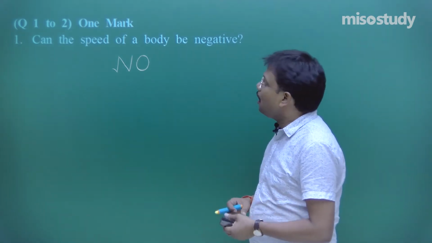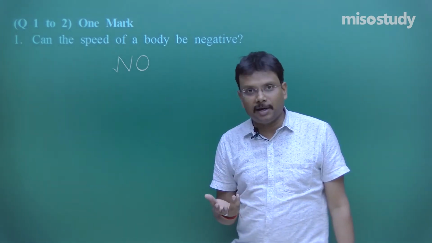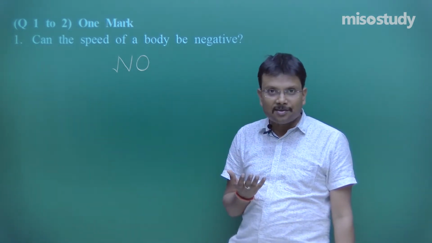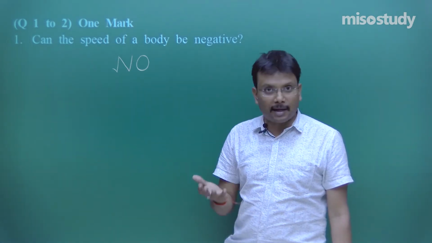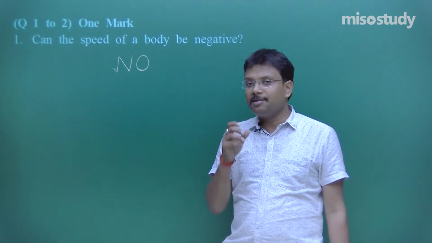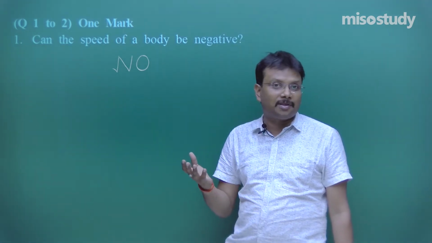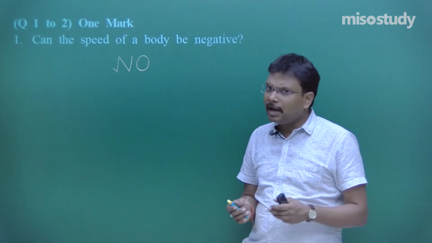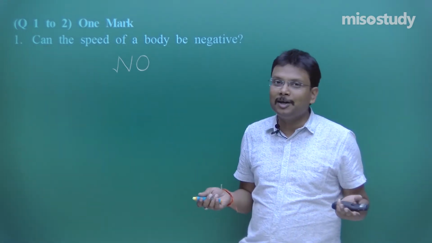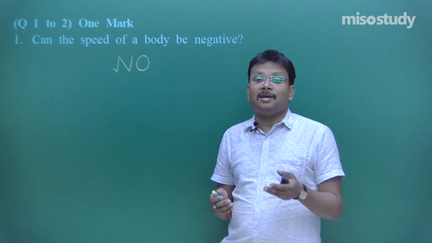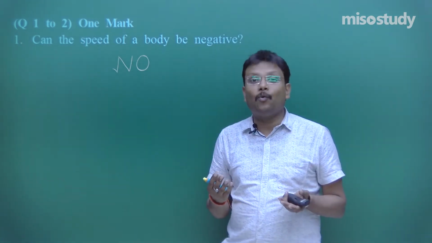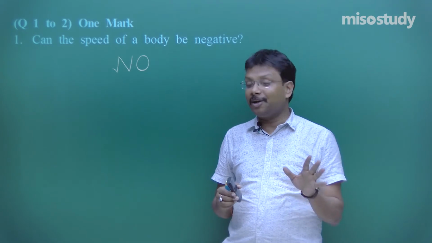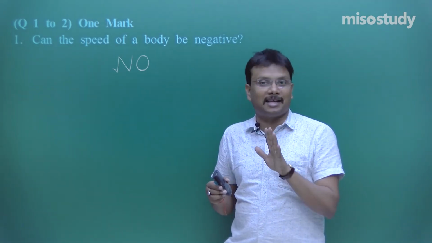Now why can the speed of a body not be negative? Students, what is speed? Speed is the distance travelled in a specific time. This is the definition, that is distance upon time. Now time cannot be negative, only the Almighty can do that. So distance also cannot be negative, that is one aspect. Another aspect is that distance is a scalar quantity, not a vector quantity, so for distance, direction is not required.